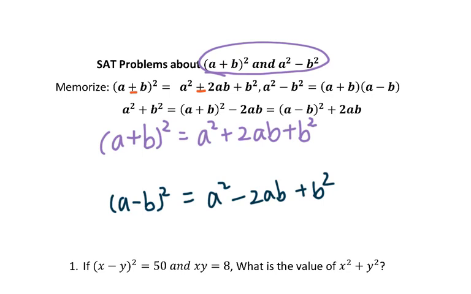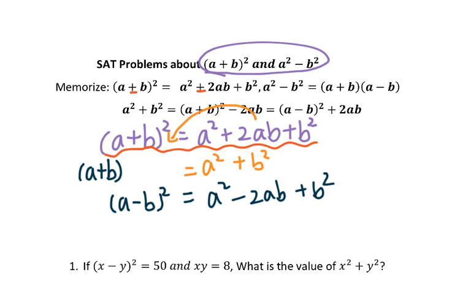Then for this formula, we need to figure out a squared plus b squared. You need to subtract 2ab from (a plus b) squared. So you will get (a plus b) squared, then minus 2ab, and then you will get a squared plus b squared.